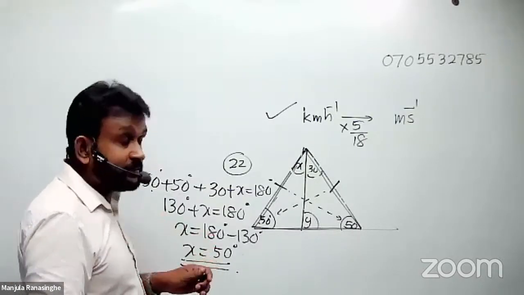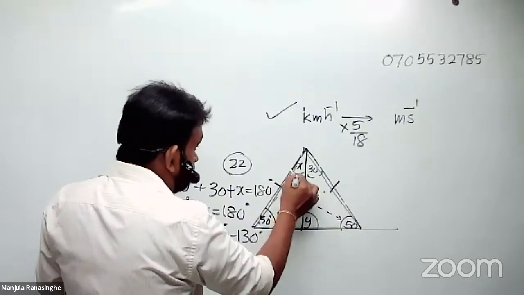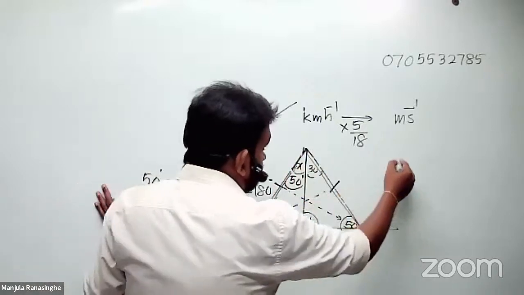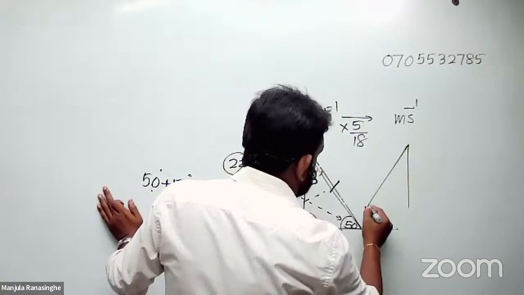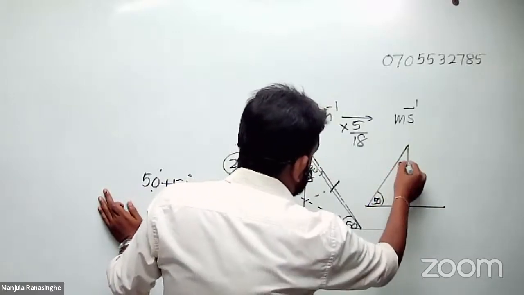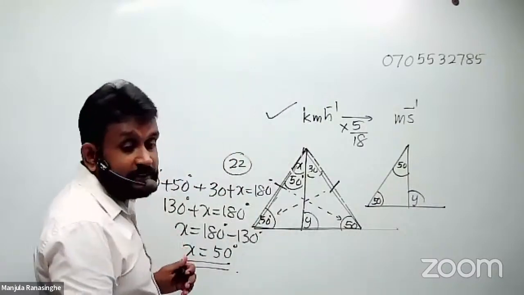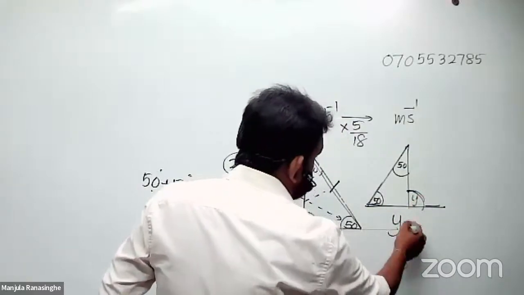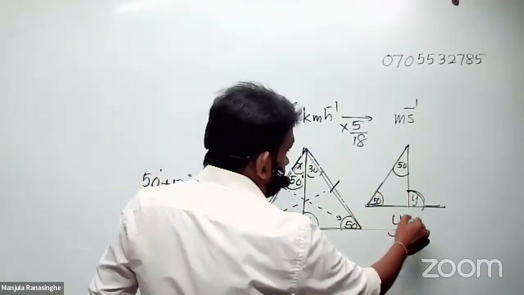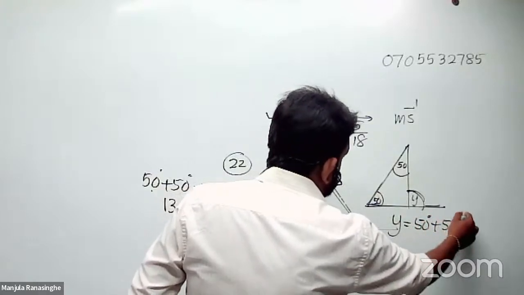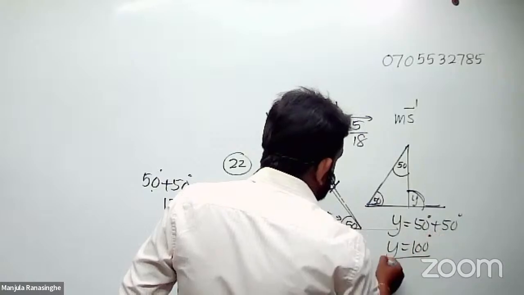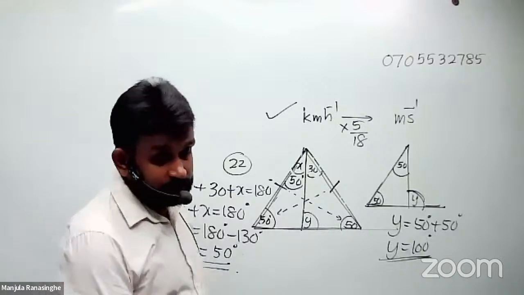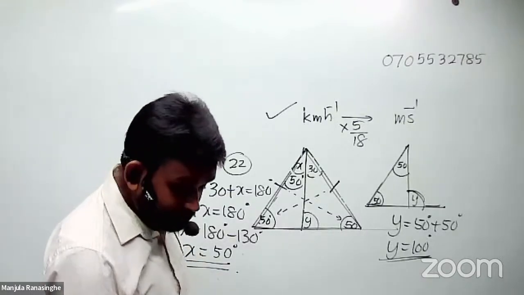Once you have found x, substitute the value of x, that is 50. Now you can see the small triangle here, I extract it. So this is the small triangle. They are 50 and here also 50, and y is there. So now you can apply the exterior angle theorem for y. In this triangle, the exterior angle is y, which equals the sum of the interior opposite angles, that is 50 plus 50. So y equals 50 plus 50, which means 100. y equals 100 degrees. So x equals 50, y equals 100.